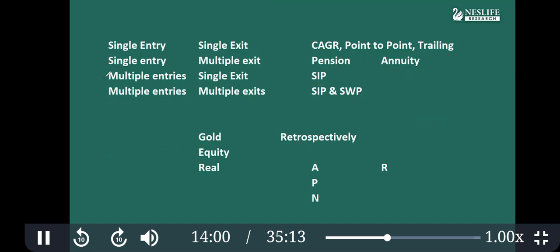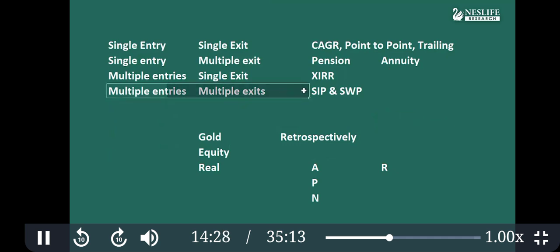Can there be multiple entry and single exit? Yes. When you do the SIP, you are entering at multiple points and you are exiting at a single point. It is called SIP return or XIRR, extended internal rate of return. So this is also a return. These are all returns. Can there be multiple entries and multiple exits? Yes, when you do SIP and SWP, that is also possible.